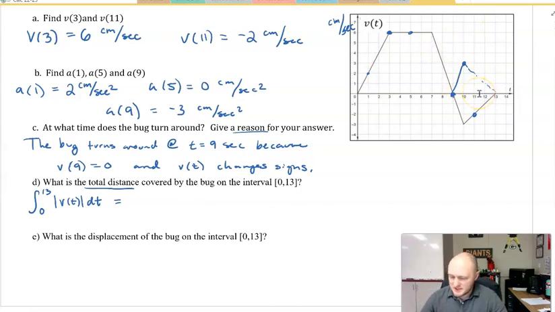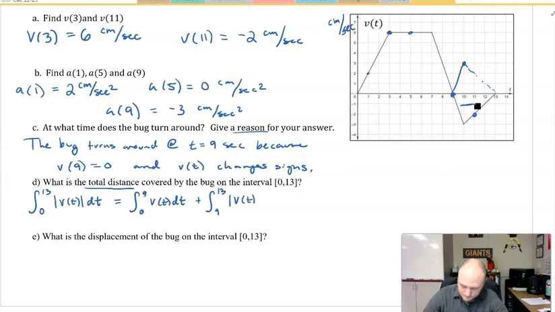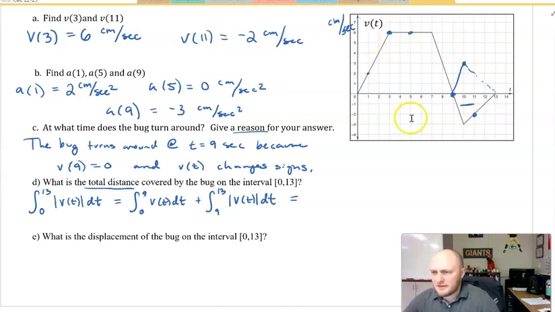Another way of thinking about this is, I know this area down here is going to be a negative area. I can just make it positive, okay? So what we're going to do is take the integral from 0 to 9 of v of t dt, and then add the area from 9 to 13, but I want this to be the absolute value. I'm going to make that positive. Okay, so this is a geometrical shape. We can cut this up into mini pieces. So let's split this up.